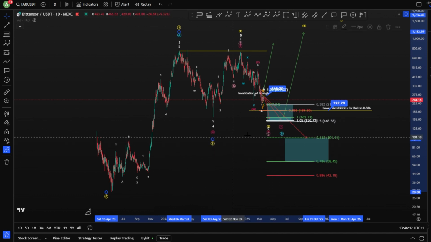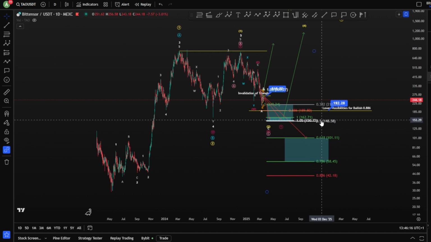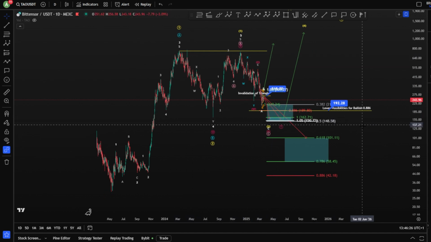So these are the scenarios for TAO. Basically, we're still looking for lower. 150 is a potential target psychologically as well. Besides the fibs, besides the Elliott wave, everything looks like it's pointing at that price.